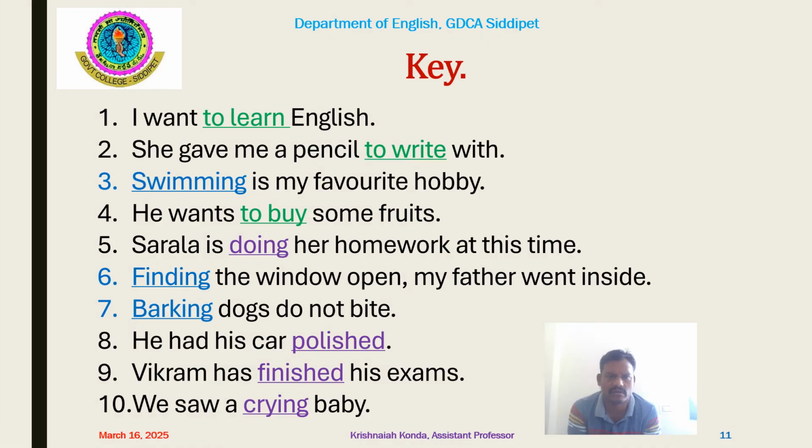To learn and to write, both are infinitives. Swimming is a gerund. To buy is an infinitive. Doing is a present participle. Finding and barking both are gerunds. Polished and finished both are past participles. And crying is a present participle.